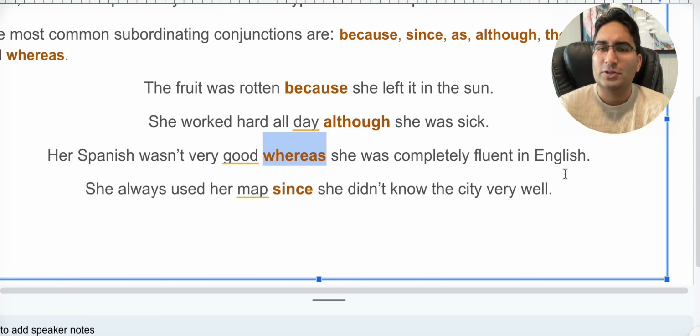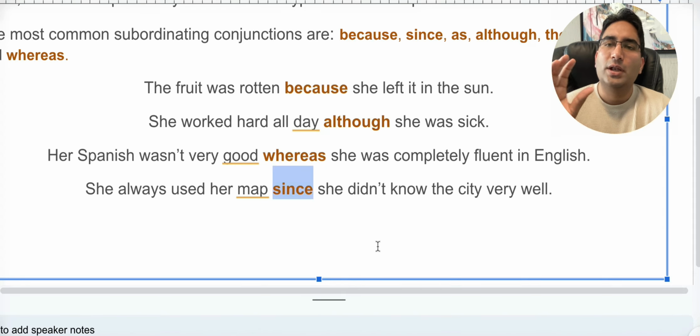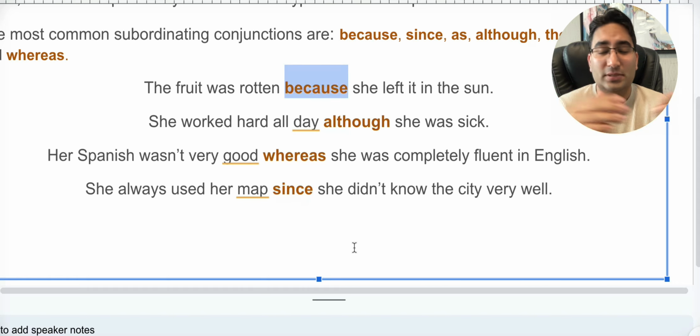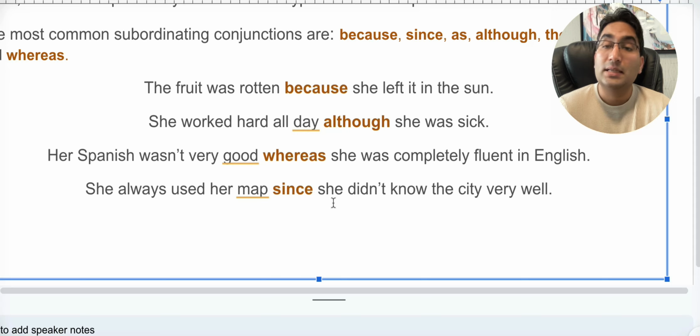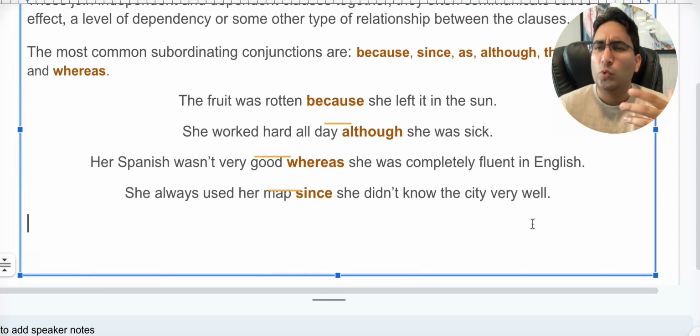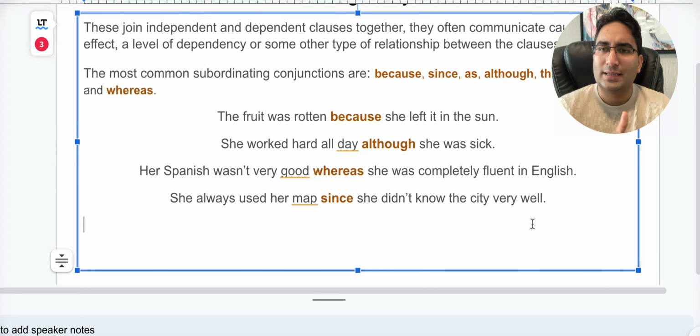Again, very useful. Now let's look at since. Since is used when you're again giving a condition. It's very similar to because, and sometimes it's exactly the same thing. In this sentence, it says she always used her map since she didn't know the city very well. So she always used her map because, and this is the reason, she didn't know the city very well. Or since she didn't know the city very well. In this case, because or since are the same thing, because they're giving reasons why she was using her map.